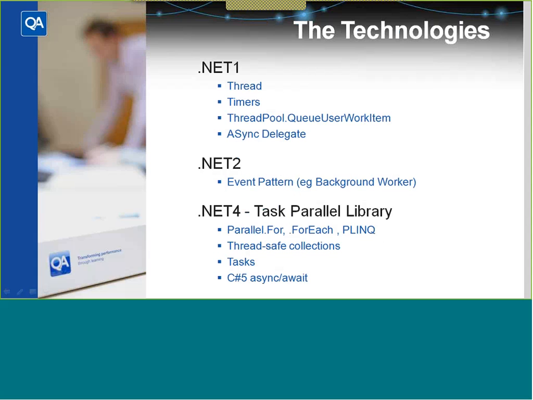2005, they introduced the background worker as part of the event pattern. So they've actually had 3 goes at solving the parallel problem. Sort of .NET 1, which really revolved around the asynchronous delegate, the event pattern, which is .NET 2, and now the asynchronous task pattern, which is .NET 4. And this certainly seems to have the necessary.